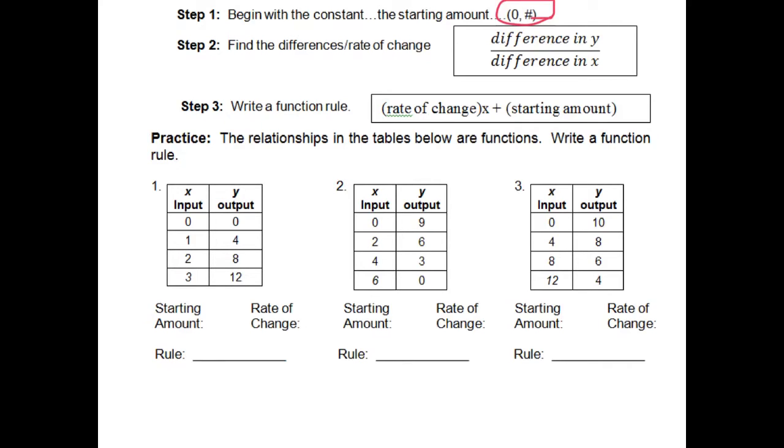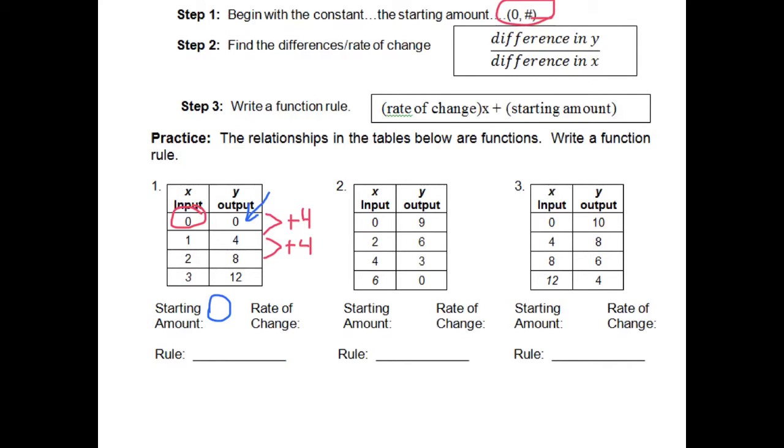Step 1 says to find the starting amount. So when x equals 0, right here, our starting amount will be this guy right here, the y value. So our starting amount is 0. Step 2 says we need to find the differences in each one of the columns. So let's start with our first column. Going from here to here, it's changing by positive 4. Going from here to here, it's changing by positive 4.